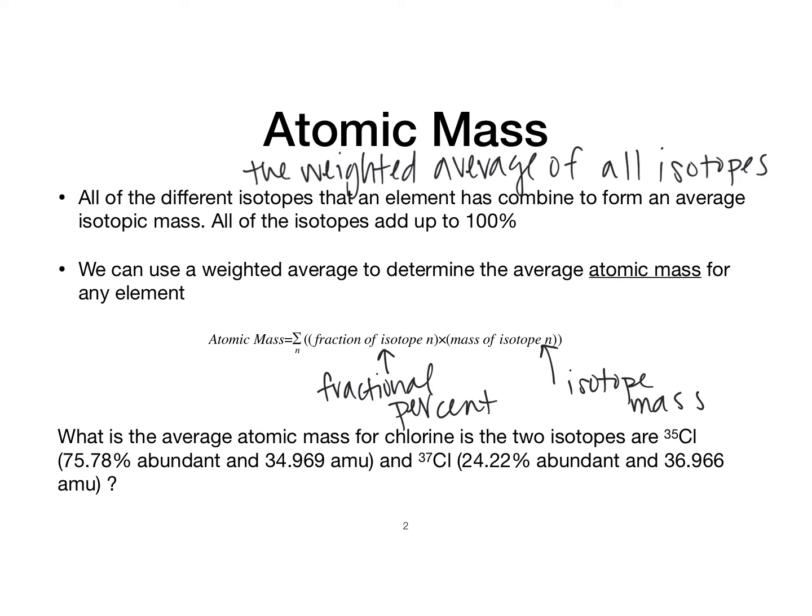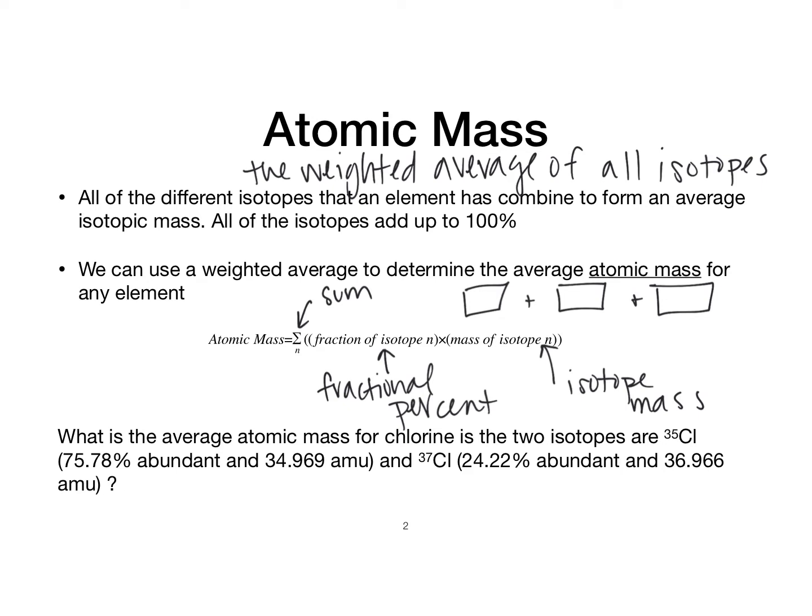It's important to know that they all add up to 100, and the mass of the isotope is usually provided. For most isotopes, you would be given some part of this. So the atomic mass is Σ, the sum of the fraction of isotope N multiplied by the mass of isotope N for all isotopes. If you have 3 isotopes, you would add together isotope 1 plus isotope 2 plus isotope 3. The sum of all of these would give you the atomic mass. Basically, we want to figure out what percent of the mass comes from any given isotope. So let's look at an example.